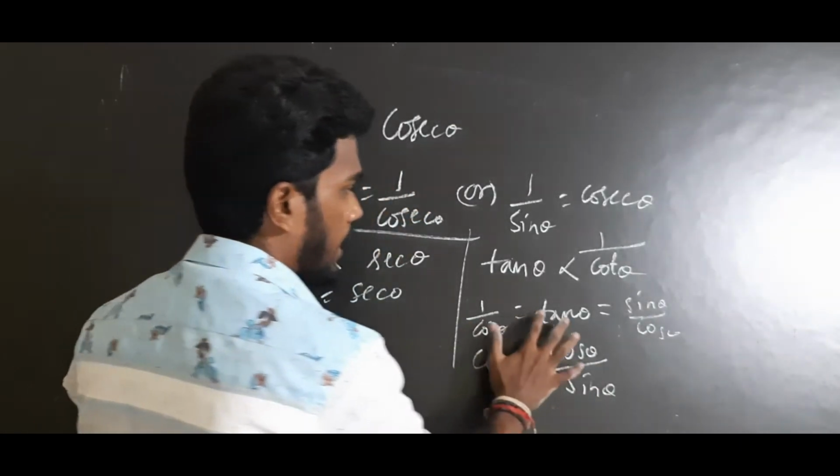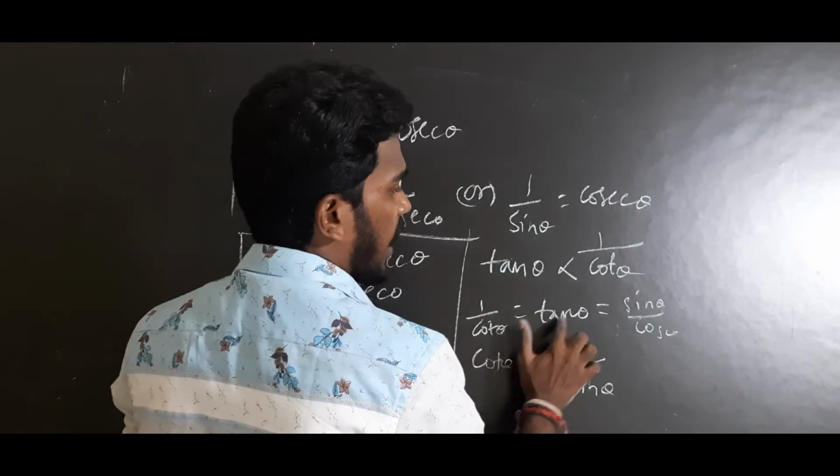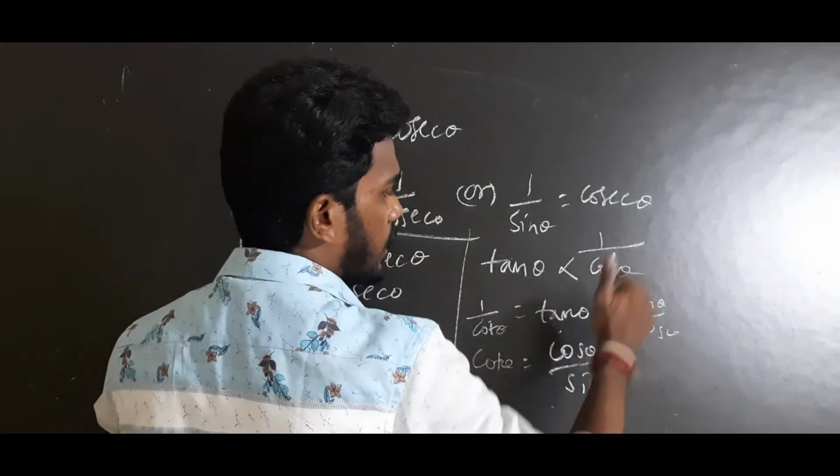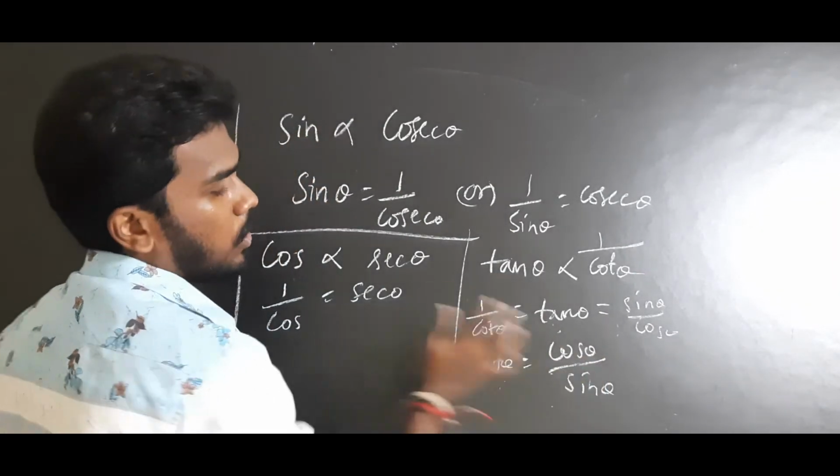Again I am saying tan is inversely proportional to cot. Tan formula is sin by cos. Since tan is the reverse of cot, I can reverse this formula and write cot in terms of sin and cos.